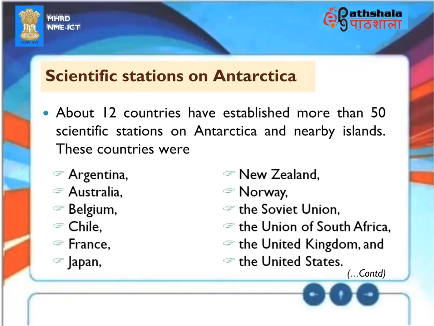Scientific stations on Antarctica. About 12 countries have established more than 50 scientific stations on Antarctica and nearby islands. These countries were Argentina, Australia, Belgium, Chile, France, Japan, New Zealand, Norway, the Soviet Union, the Union of South Africa, the United Kingdom, and the United States.